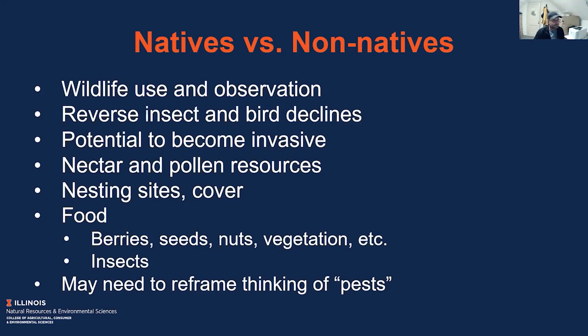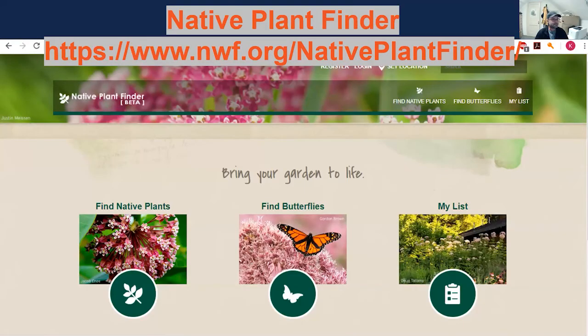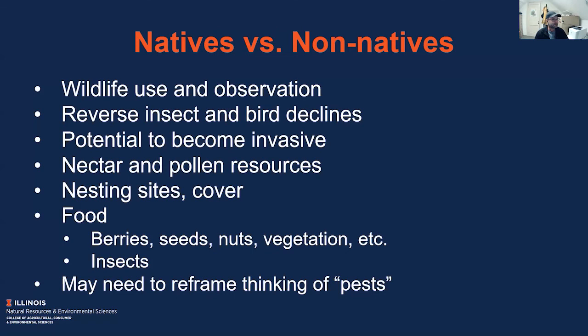And one thing you do need to consider if you're just diving into the use of natives in your landscaping is that you may have to reframe your thinking of pests. One of the great things about using native shrubs is that your plants are going to be host to a lot of caterpillars and other insects that traditionally might be thought of as a negative, but really that's going to serve as food for a lot of birds and other wildlife going on up the food chain.